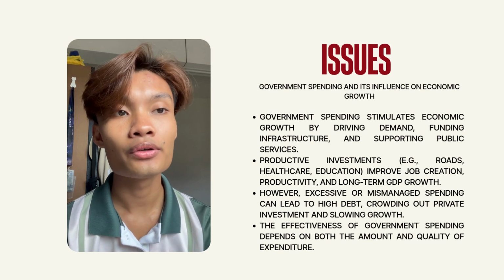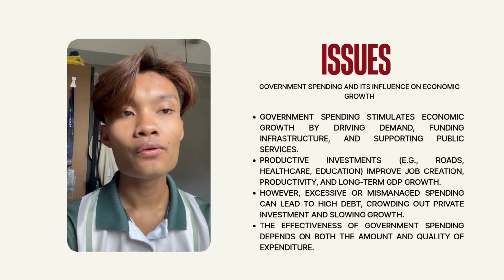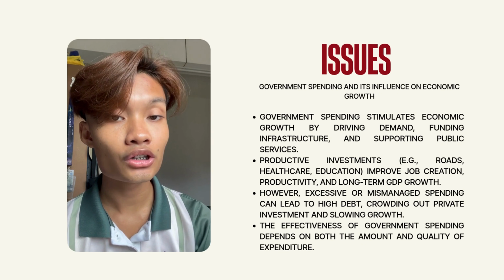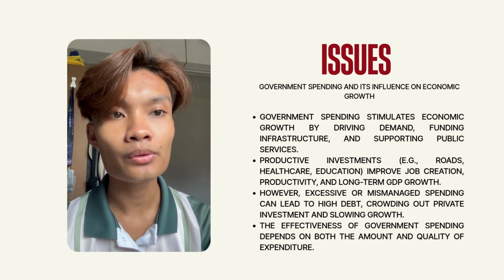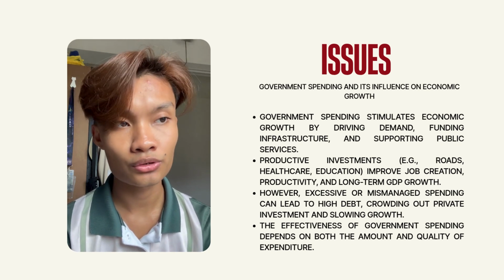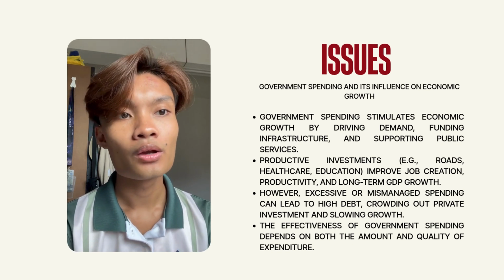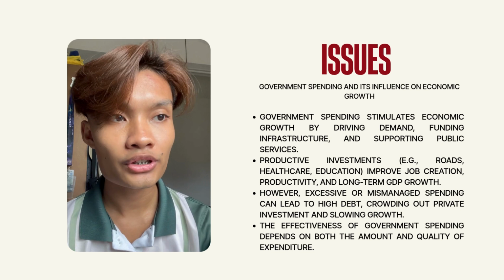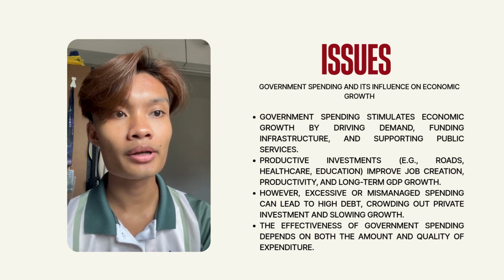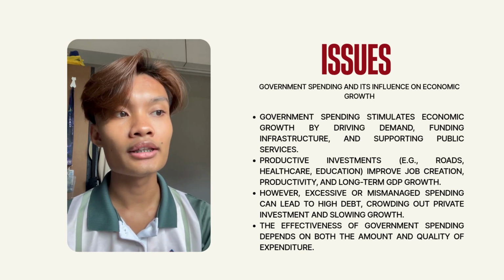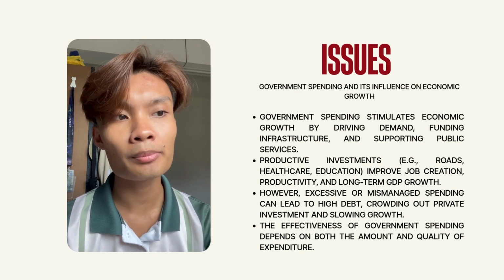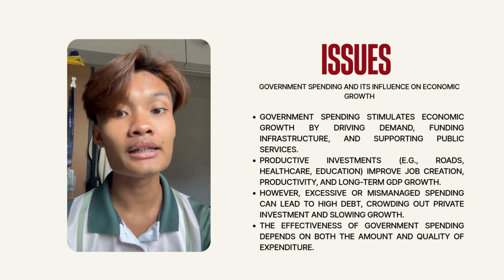Now I will present the issues of the project. The first one is government spending and economic growth. Government spending plays a key role in supporting economic growth. It helps drive demand, build infrastructure and fund essential services. For example, infrastructure projects like roads and public transport create jobs and improve productivity, which contributes to GDP growth. In 2019, many countries experienced strong economic performance due to active public investment.